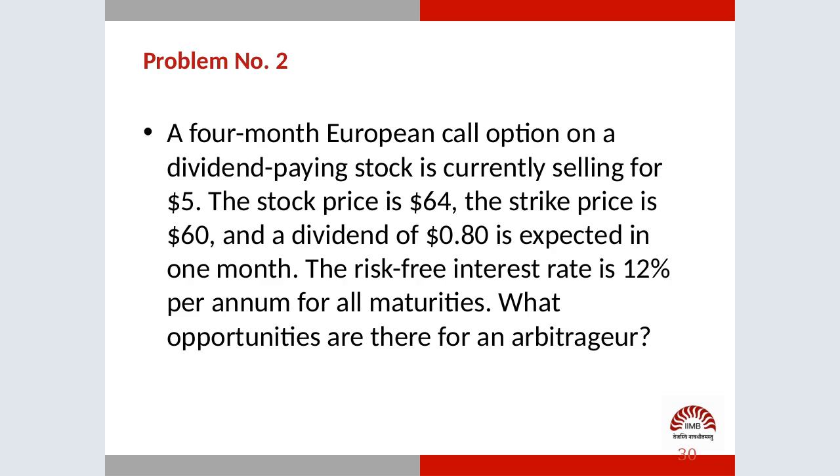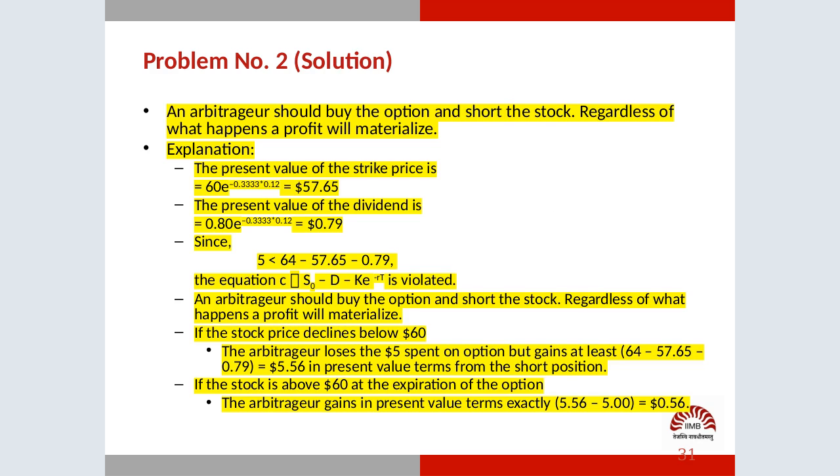What happens here? A 4-month European call option on a dividend paying stock is currently selling for $5. Stock price is 64. Strike price is 60. A dividend of 0.80 is expected in 1 month. Interest rate is 12% per annum. What happens? This is what happens.